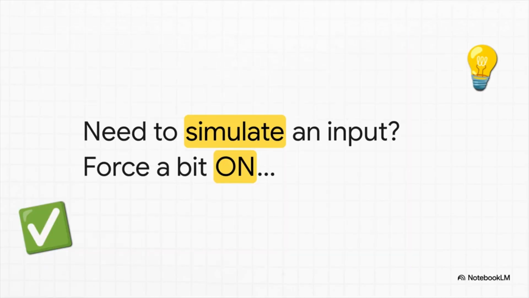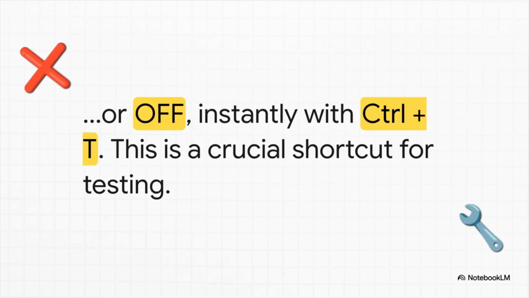So picture this. You're debugging some complex sequence. You need to pretend a sensor just turned on to see if your logic actually does what it's supposed to do. You need to force that bit on. Or maybe you need to force it off to see what happens when that sensor signal disappears. Instead of writing a bunch of temporary code or messing around with physical jumpers, you just highlight the bit and hit Control+T. It just flips the state. Instantly. On, off, on, off. I'm telling you, this one shortcut alone can save you hours and hours during commissioning.